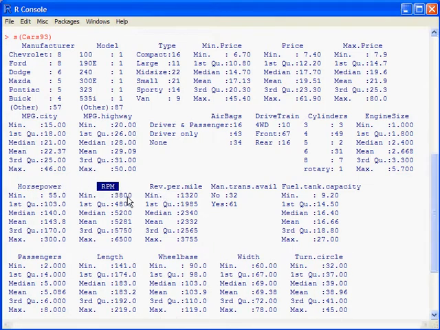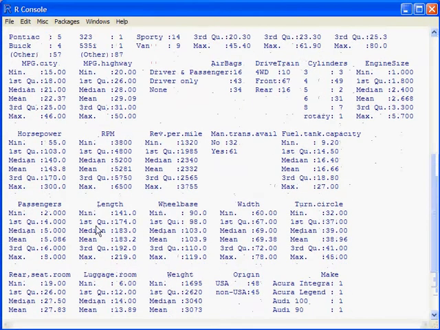RPM, to be honest, that's probably RPM at maximum horsepower. And since I don't know why you'd want to pay more or less for that, let's leave it out. I don't know what rev per mile is, actually. I need to look that up in this data set. Let's leave it out. Manual transmission available. I don't know why that would be important for the price. Also, fuel tank capacity. My judgment is to leave it out. Passengers, maybe yes, maybe no, but it doesn't seem clear to me that that would explain price.